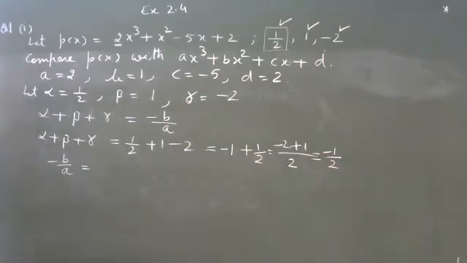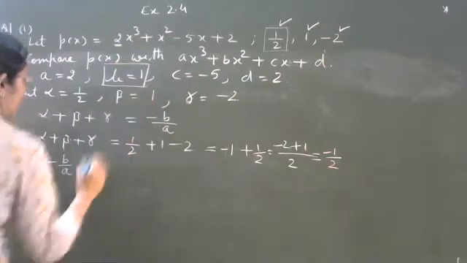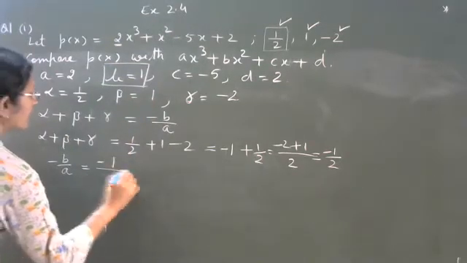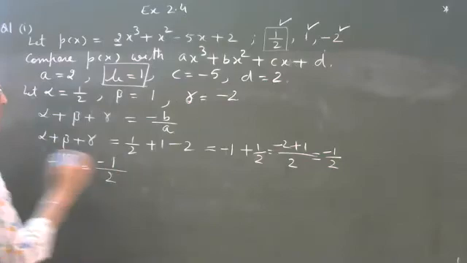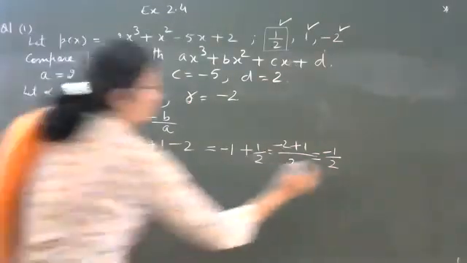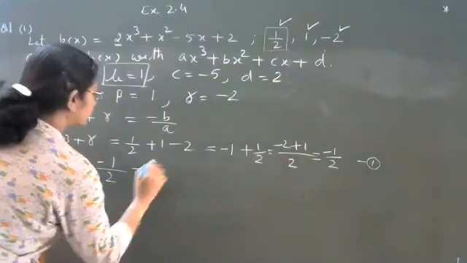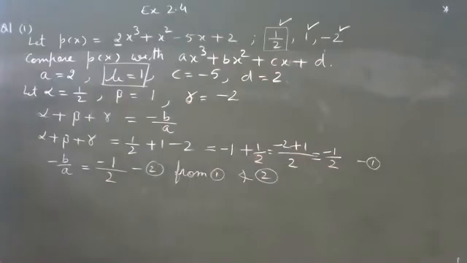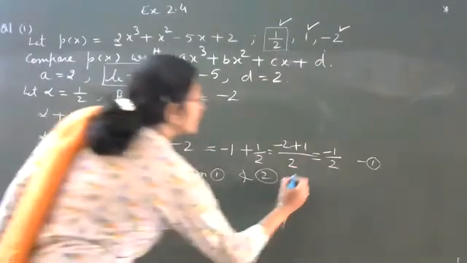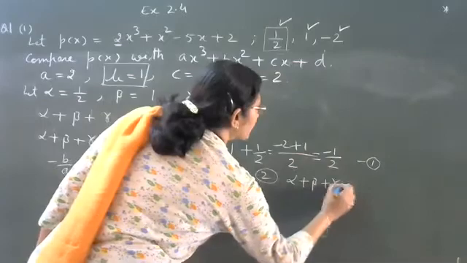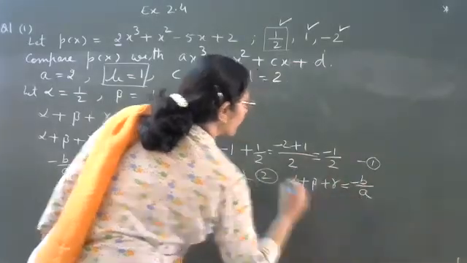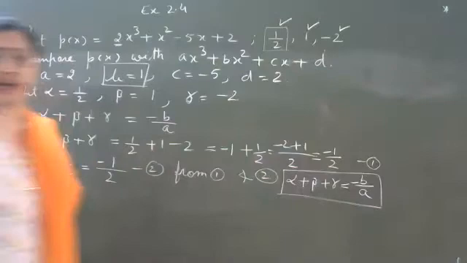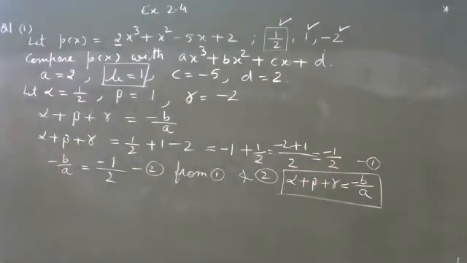Now the value of -b over a, इसको आपने फाइंड आउट करना है. -b, here it is -1 over value of a is 2. So if you compare these two, from 1 and 2, what is here? Alpha plus beta plus gamma is equal to -b over a. First relation is verified. Now second relation is sum of product of zeros taking 2 at a time.